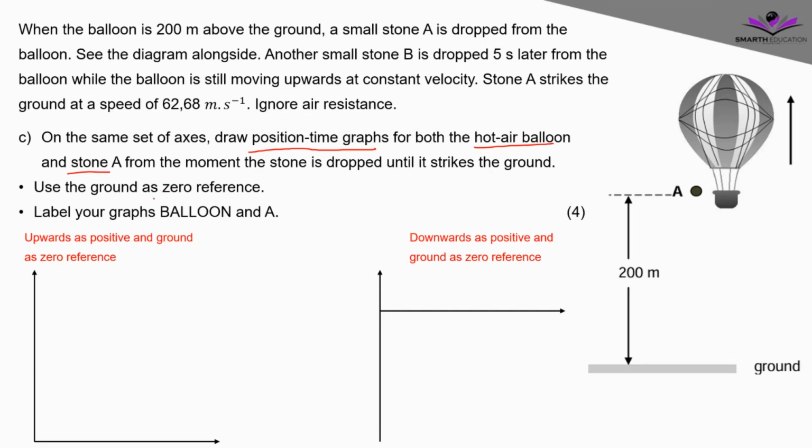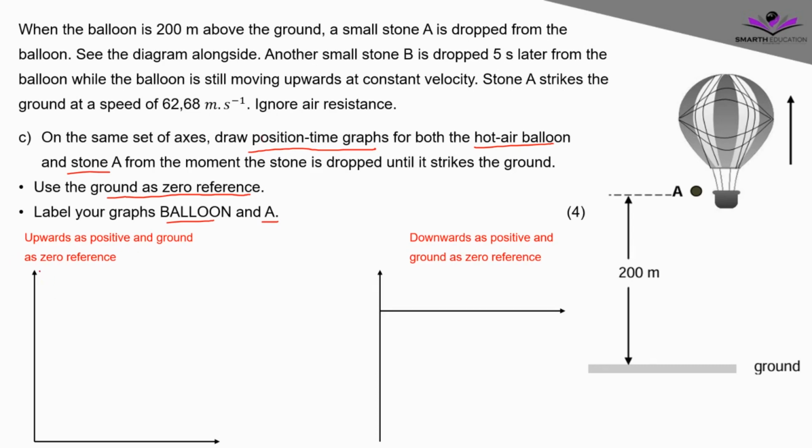Use the ground as 0. Please take note of this. We're now using the ground as 0 reference. Label the graphs balloon and A for stone A. Right, I'm going to show you two diagrams, but you don't need to draw both of them. You just choose one. I'll show you the one when we take upwards as positive, and the other one we take downwards as positive. But if you're answering these questions, you just choose one option. Even if you're doing your calculations, you don't need to do both. Just choose one and you answer. Don't waste time.